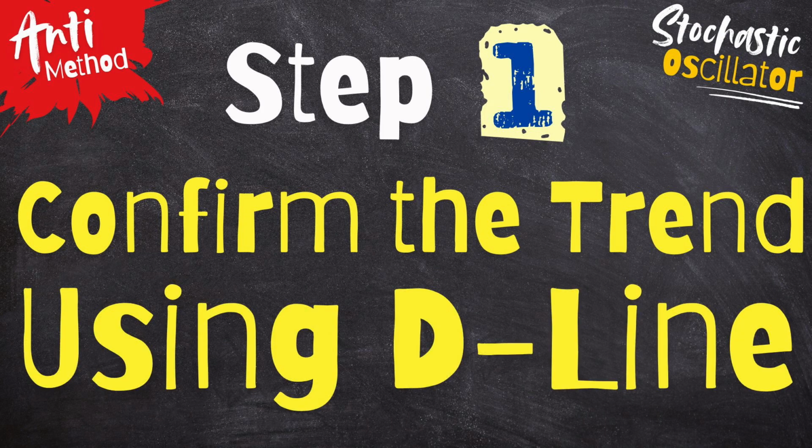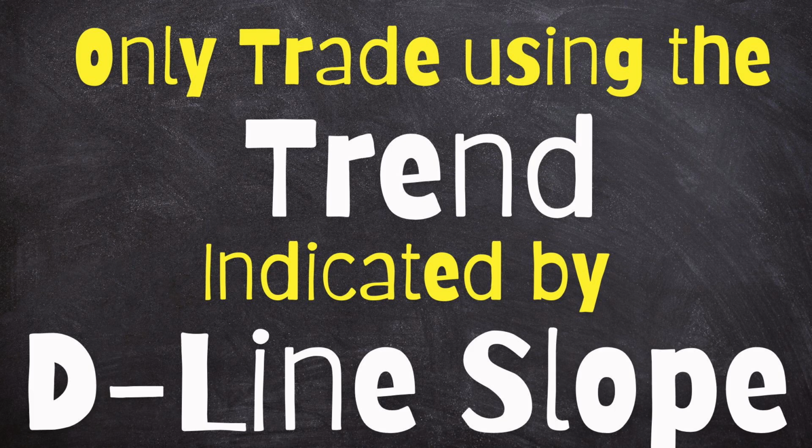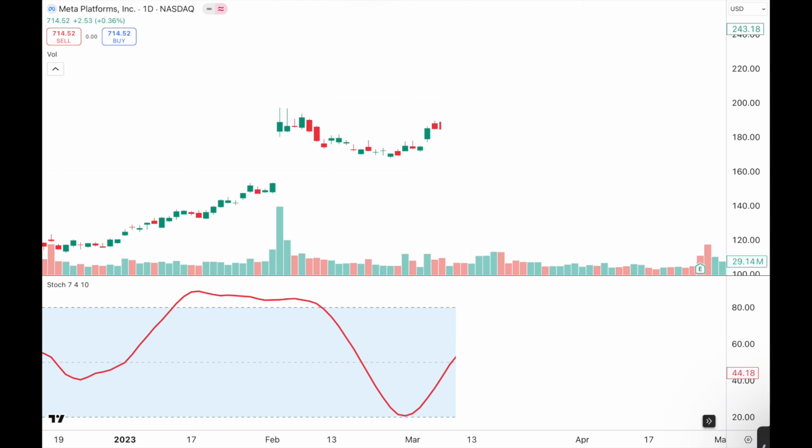The first rule of the anti-method is only taking trades in the direction of the existing trend. Unlike our common practice to identify trend using higher highs and higher lows, to confirm a trend in this setup, we will just look at the D line. This will act as our trend filter. Well, what are we looking for? The D line should have a clear upward slope.